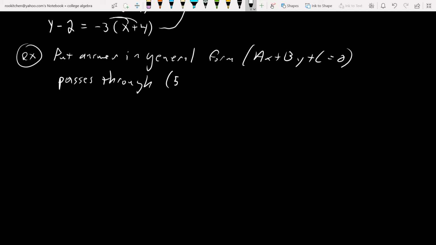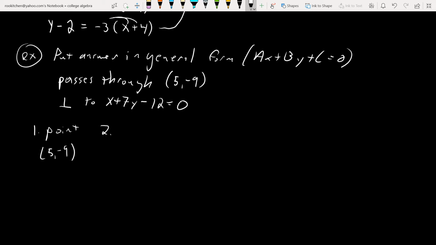Passes through the point 5, negative 9, and then the line we want is perpendicular to x plus 7y minus 12. So they're giving their line in general form as well. Okay, so again, we need two things. We need a point, and we have that. It's 5, negative 9. And then we need a slope. This is going to be a little more work, right? Because we can't just read the slope off of the given equation. We're going to have to put it into slope-intercept form.